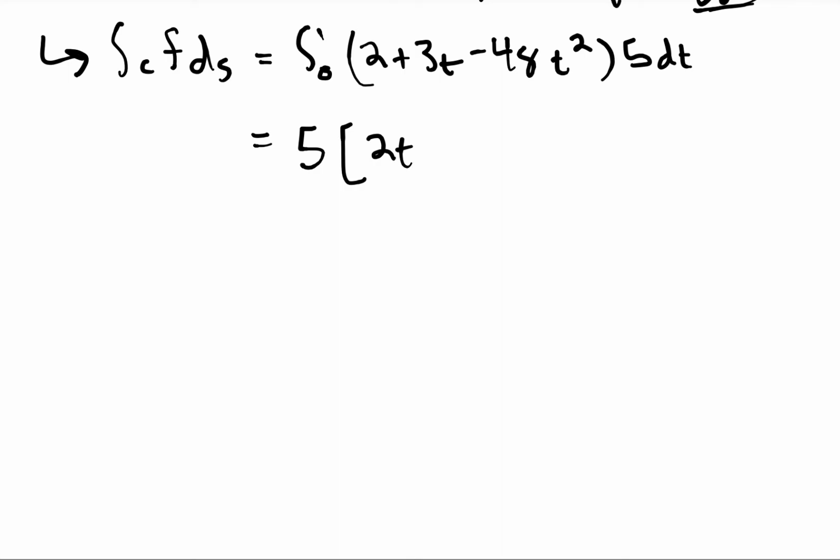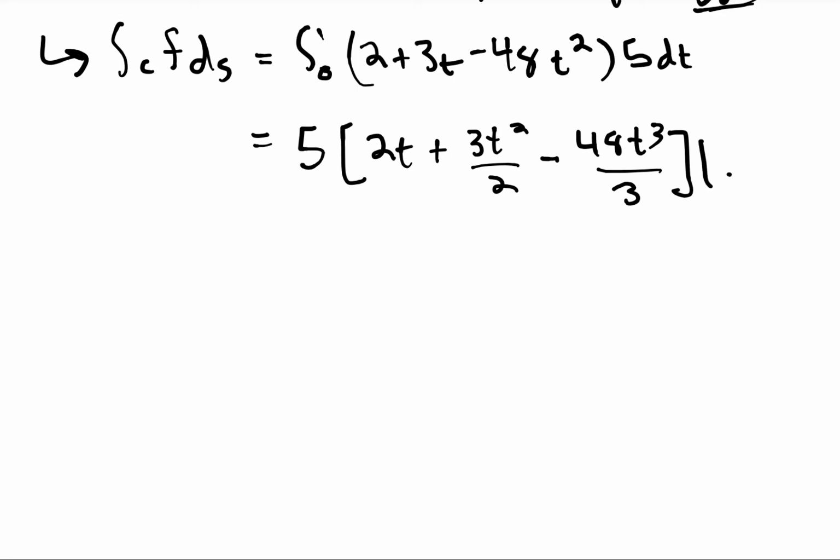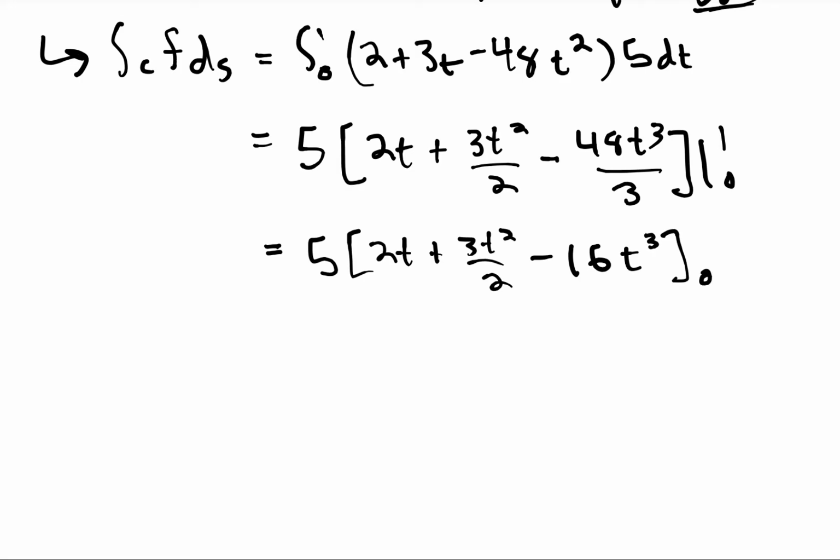Your antiderivative of 3t is going to be 3t squared over 2. And your antiderivative of this last term, this will be 48t cubed over 3. This is all evaluated between 0 and 1. Or if I go to clean all of this stuff up, 2t plus 3t squared over 2, this last bit actually reduces, so I don't have to have a fraction there.